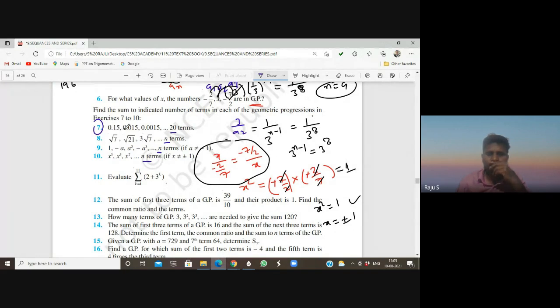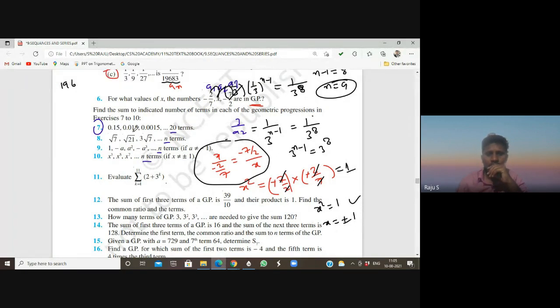First one, yes, finite. Second one also finite. Third one finite. Fourth one finite. Because they are asking up to n terms or 20 terms, which means it is a finite number of terms.